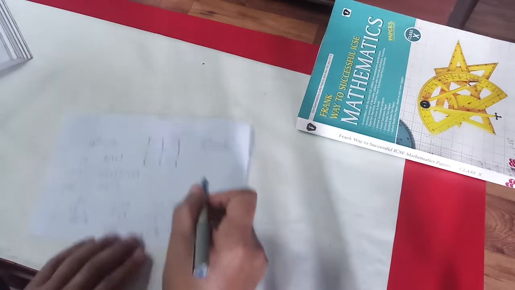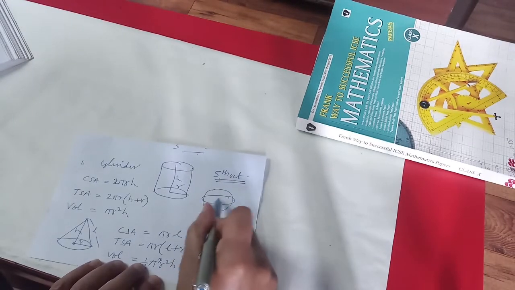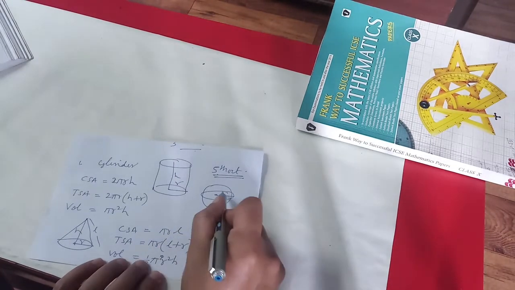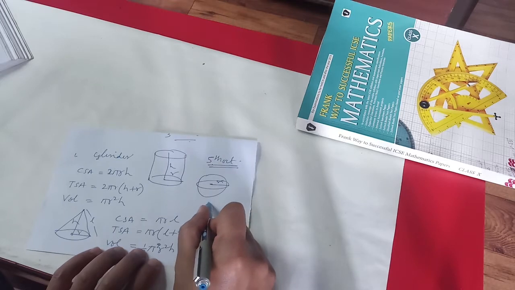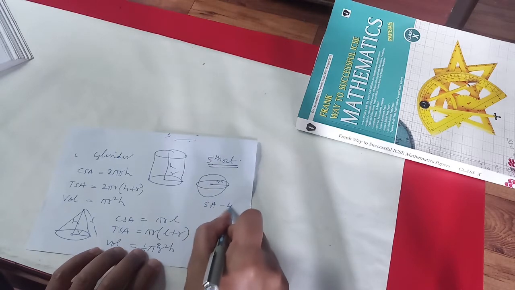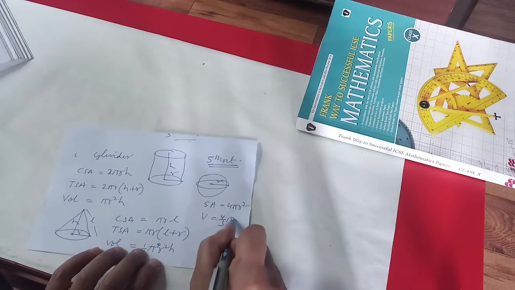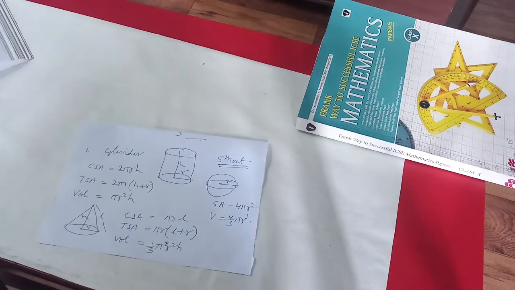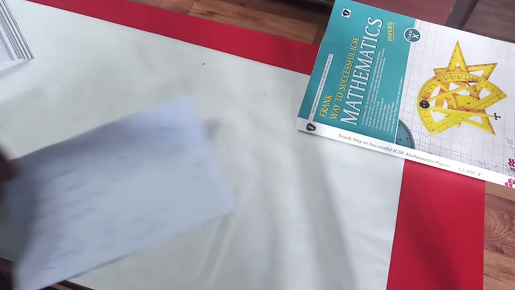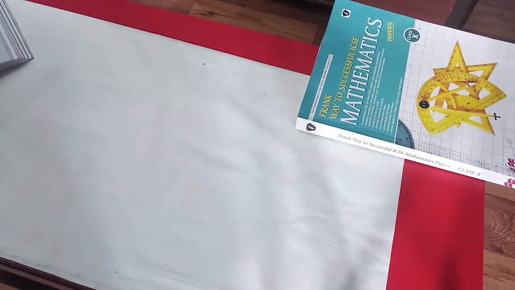Then the last, third solid was the sphere. In the sphere you have got only one surface, that is the surface area, which was 4 pi r square. Then the volume is 4/3 pi r cube. Now let us continue to solve some ICSE questions.